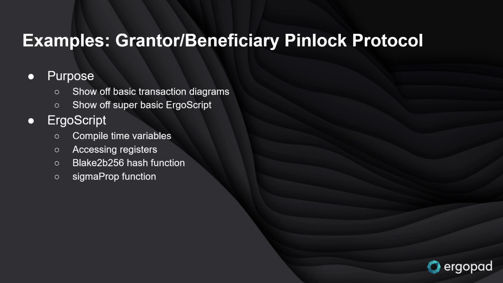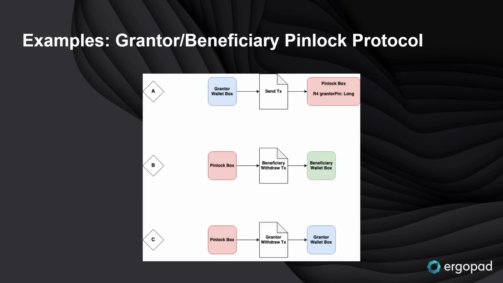In this one, we're going to show off some super basic transaction diagrams, super basic Ergo script, and in Ergo script, we're going to cover compile time variables, accessing registers, the Blake2B256 hash function, and the sigma prop function. When you're designing a protocol, after you know the requirements, you want to know what it looks like. So I really recommend drawing some diagrams.